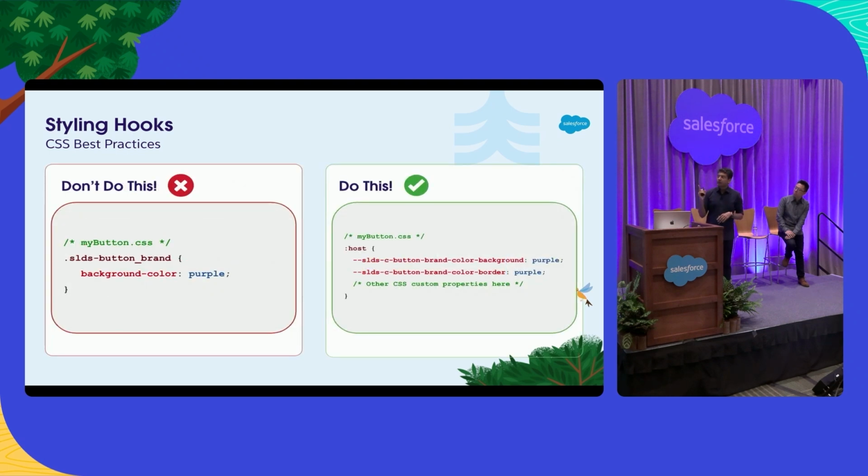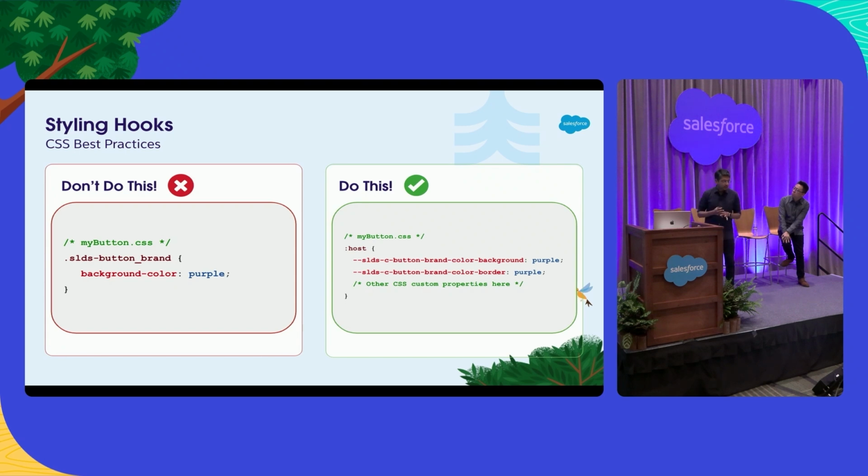Well, let's talk about what you don't want to do first. You don't want to target the SLDS classes and override the styles for that. And the reason you don't want to do that is because SLDS classes work in tandem with other SLDS classes. So if you're overriding the styles for one, you might end up with unexpected behavior elsewhere. Instead, what you want to do is use the styling hooks that are relevant for this blueprint and use that for styling your component as needed. How do you do that?